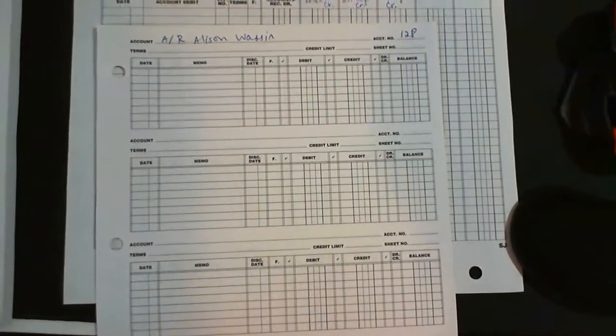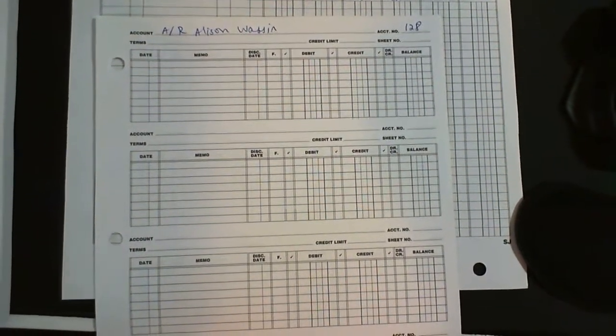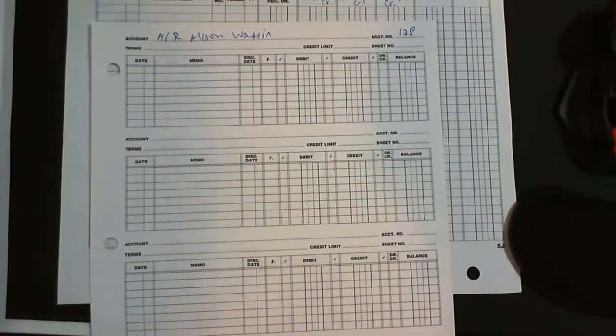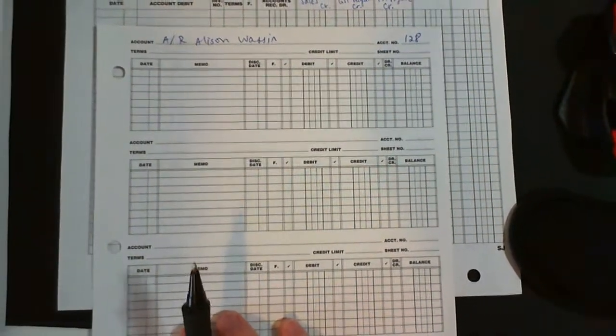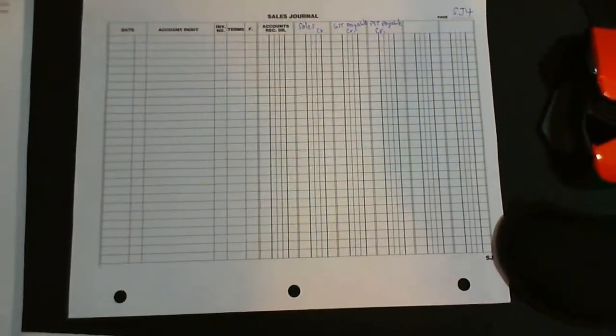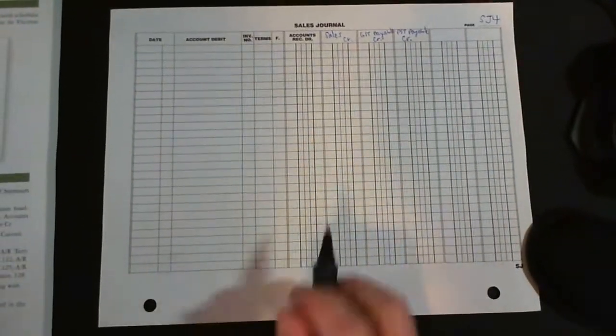128. Step C, all sales invoices are to be numbered consecutively beginning with number 80. Customers are allowed 30 days on all credit sales. All right, 30 days is our terms.